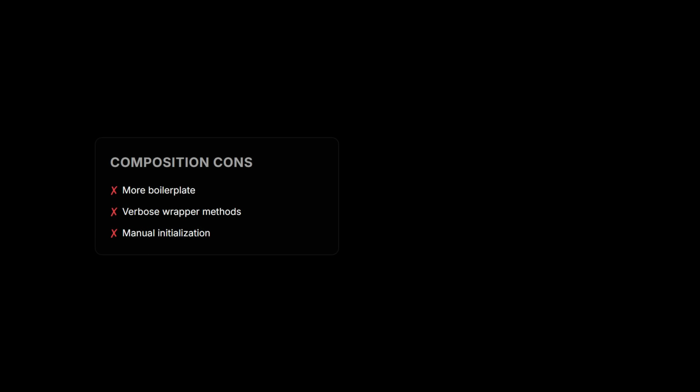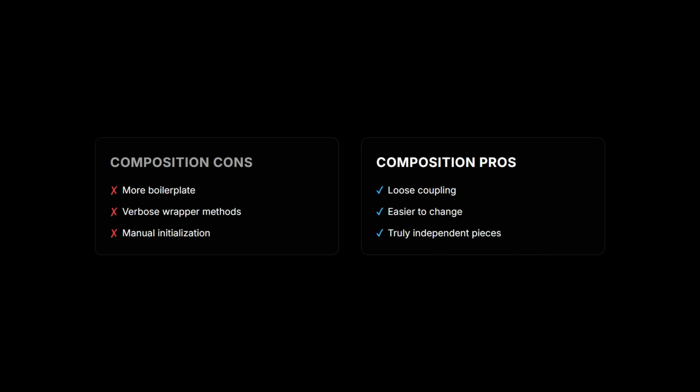Now, I'm not going to tell you inheritance is evil. Some people will. I won't. But I will say, I rarely use it in my own code. Composition isn't perfect either. You end up writing more boilerplate. You need to initialize all your collaborating objects. Sometimes you create wrapper methods that just forward a call to an internal object. It can feel verbose. But ultimately, composition reduces the coupling between your objects. Less coupling means less friction when things change.